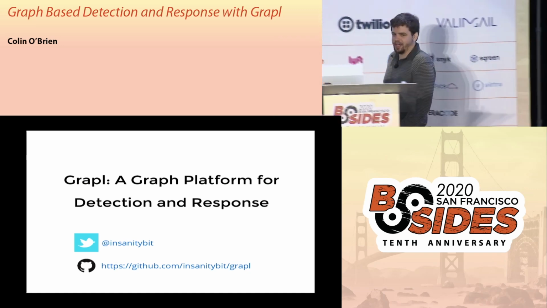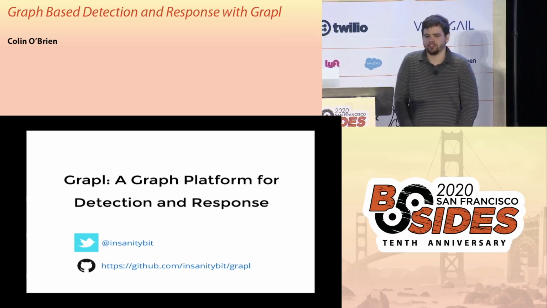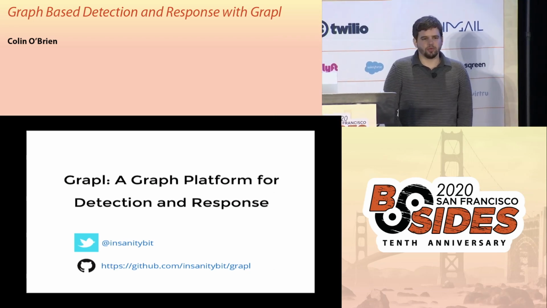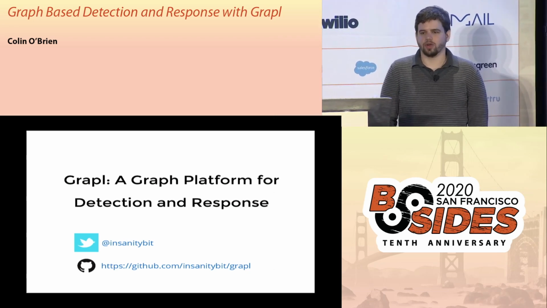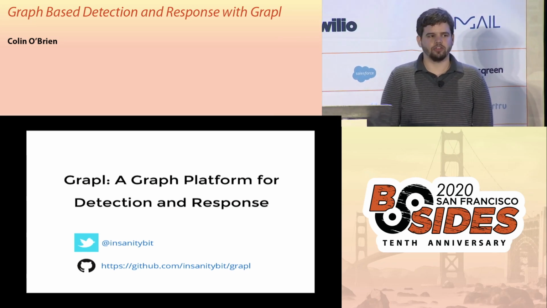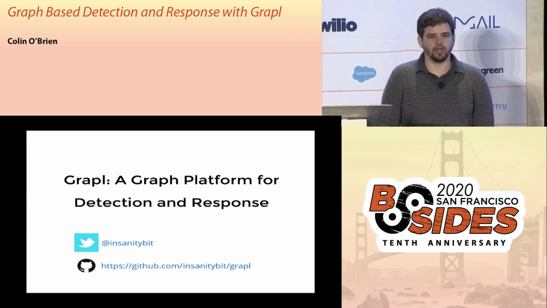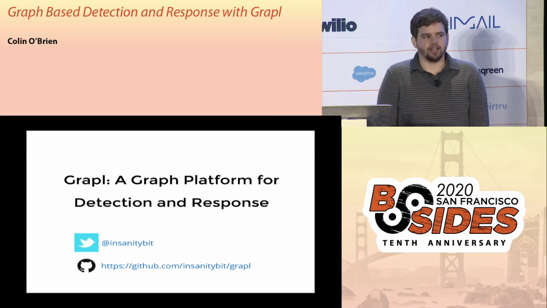All right. Hi, everyone. So as mentioned, my name is Colin O'Brien. I'm going to be talking about a project I've been working on for a couple of years now called Grapl. So Grapl is a graph analytics platform that really tries to target detection and response workloads, so finding and removing attackers from networks. Before I get started talking about Grapl, I want to give a little bit of context.